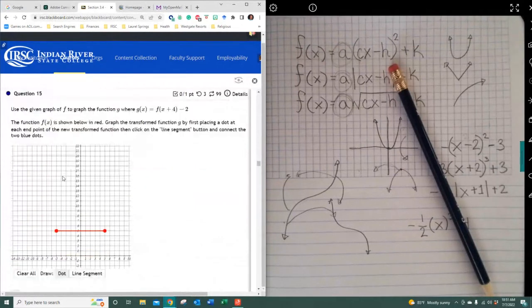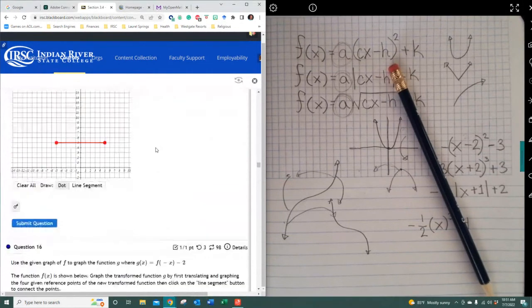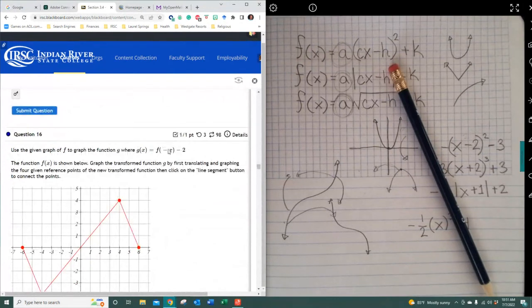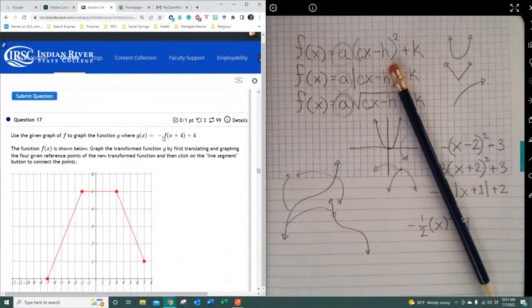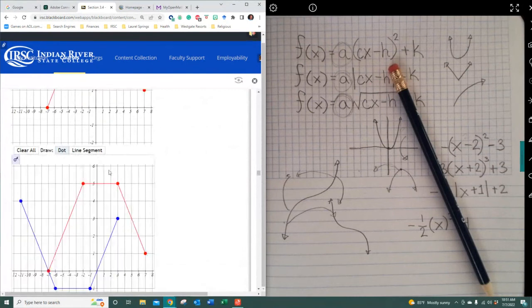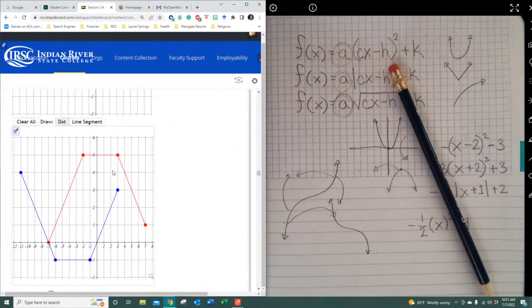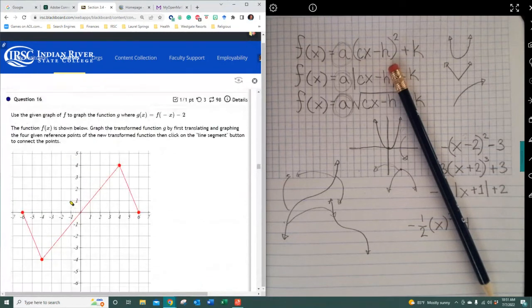Okay. The same thing here. You're moving it to the left 4 units, moving it down 2 units. Reflecting it over the y-axis and moving it 2 units down. All right. Reflecting over the x-axis, moving it 4 units to the left and 4 units up. And this is what it looks like. Okay. Just in case people are wondering.